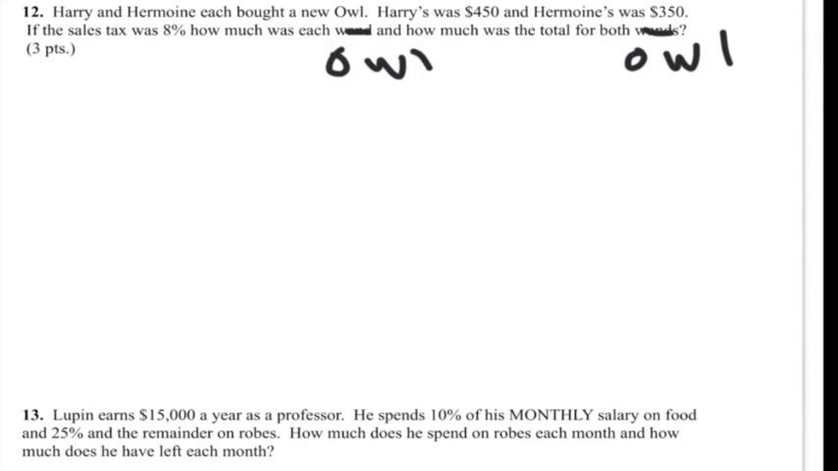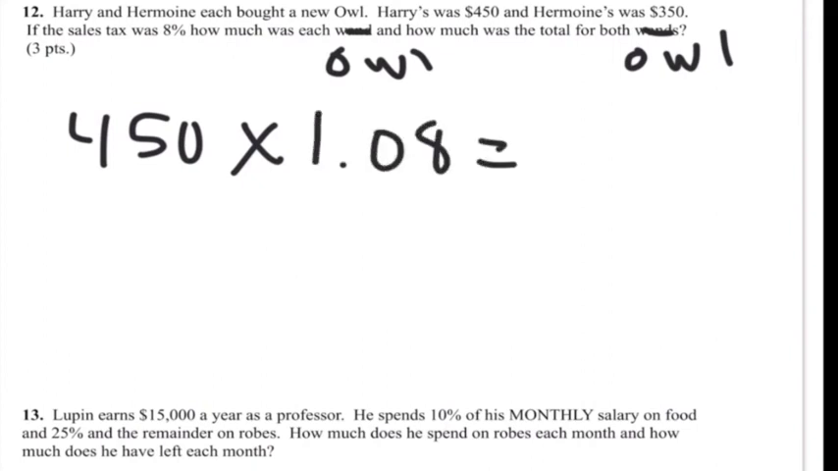So if you remember in class what I told you, the easiest thing to do is, let's take Harry's $450, times it by the sales tax. But if you times it by 1.08, what that's going to do is, you're multiplying 450 by the one, then you're adding 450 times the sales tax. So it's just one quick step. If you did 450 times 0.08, you're just getting the sales tax. So this is a little bit quicker and easier. So the total for Harry is $486.